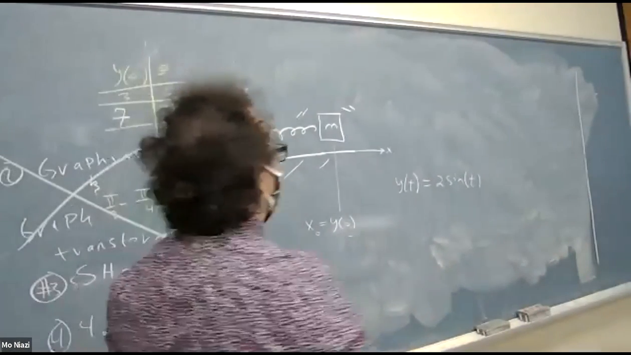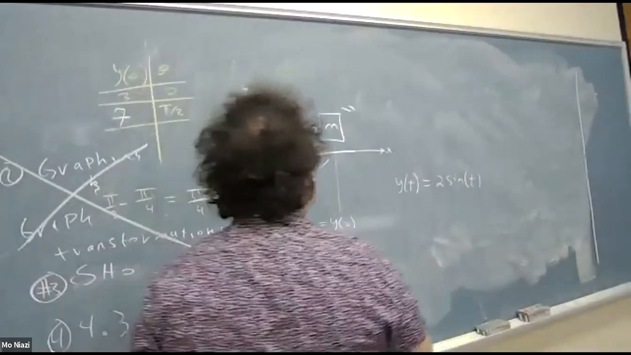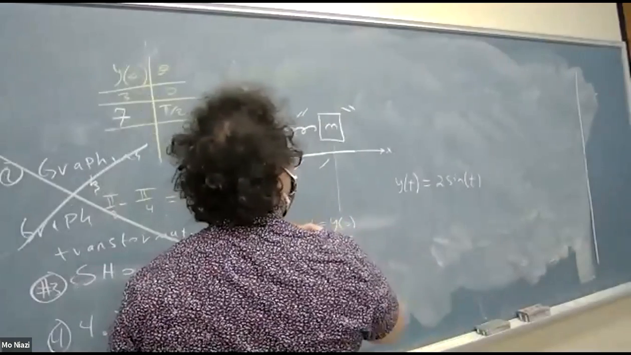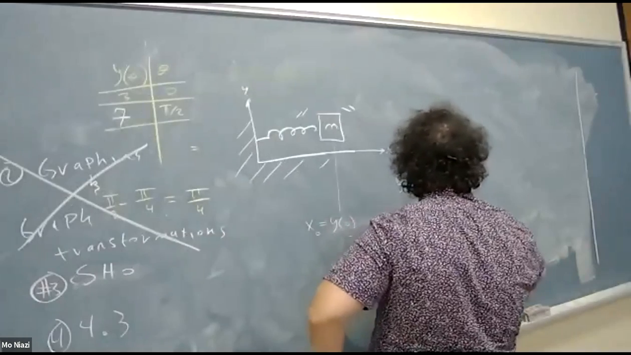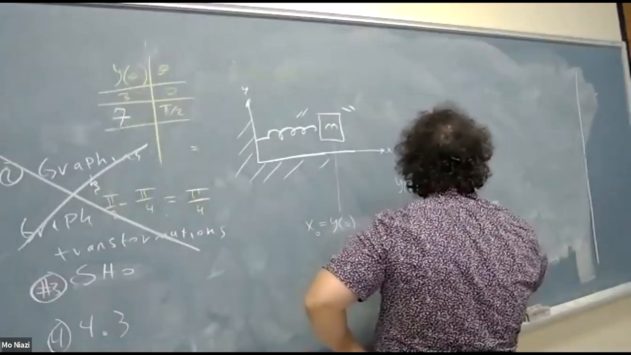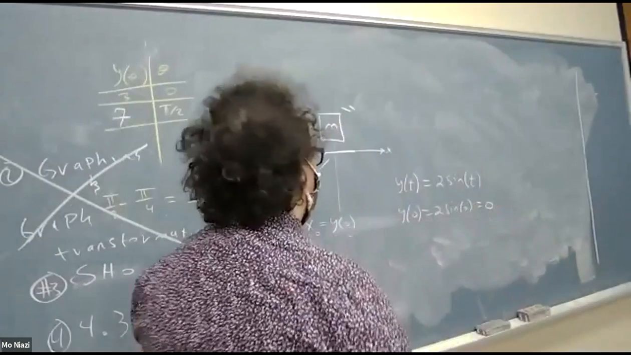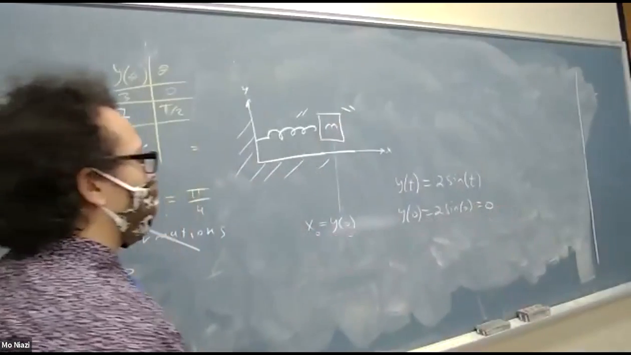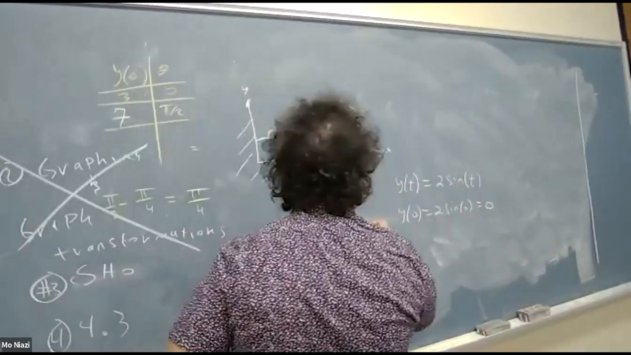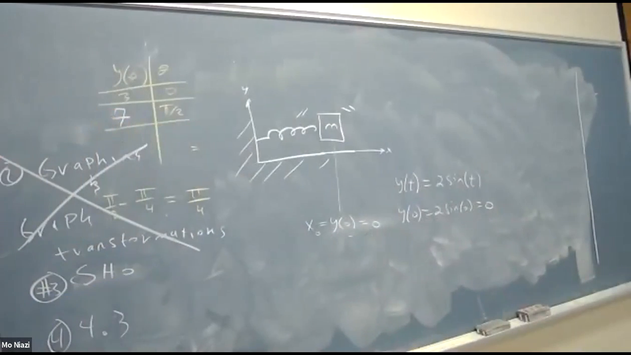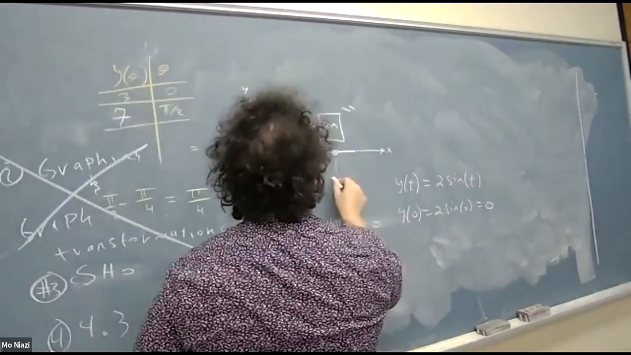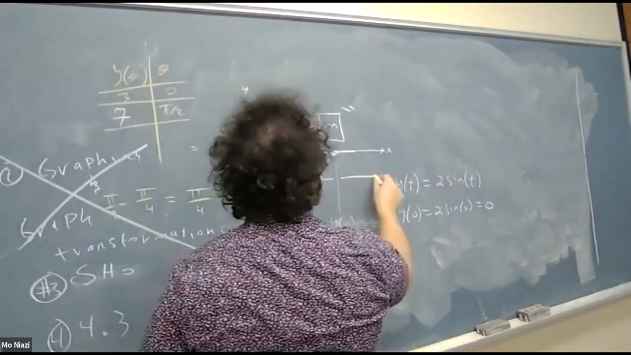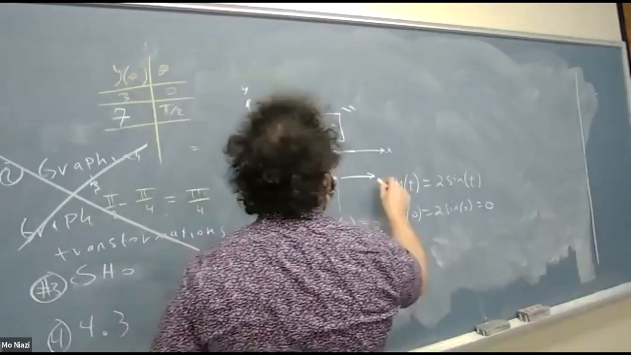All right, so notice that if this is x naught at t equals 0, we got y of t is equal to sine of 0, which is equal to 0. So that means this position is what we're setting equal to 0 in the simple harmonic oscillator. That means this is position 0, and anything to the left is a negative position, and anything to the right is a positive position.